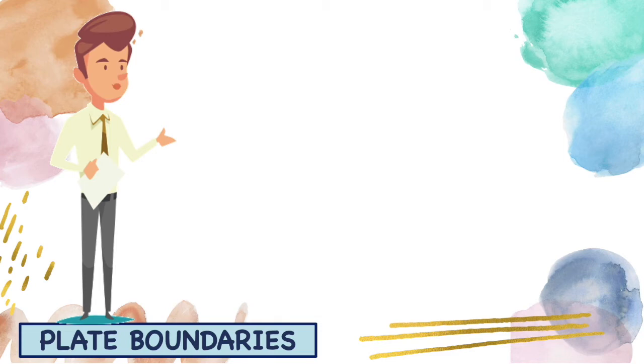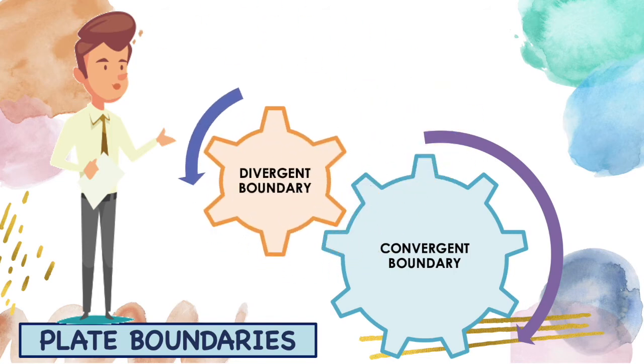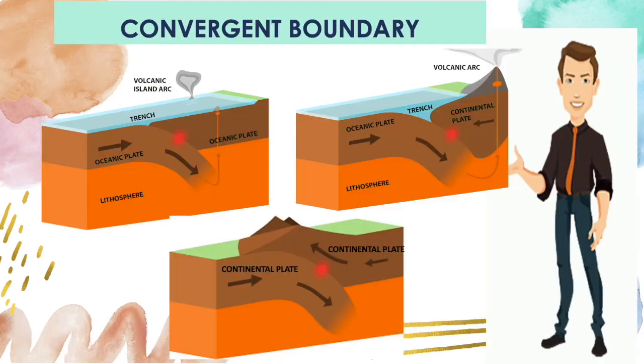We have convergent boundary, divergent boundary, and transform fault boundary. The convergent boundary occurs when two plates move toward each other. Crust is destroyed when two plates converge. The heavier plate dives or subducts beneath the more buoyant plate. Convergent boundaries are also called subduction zones. So these are the subduction zones.